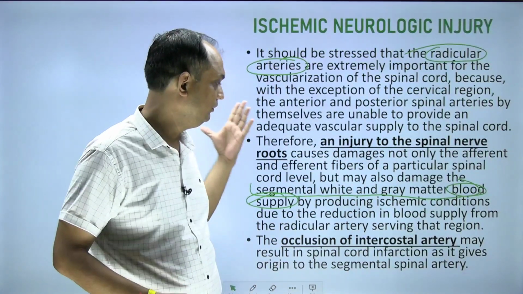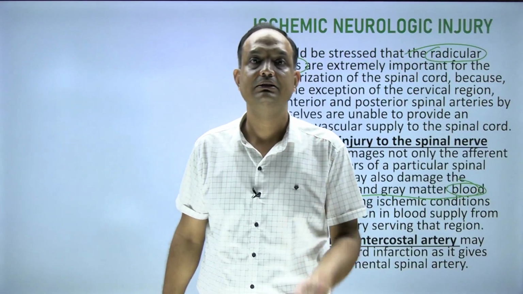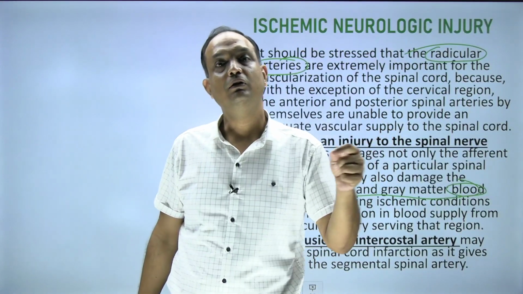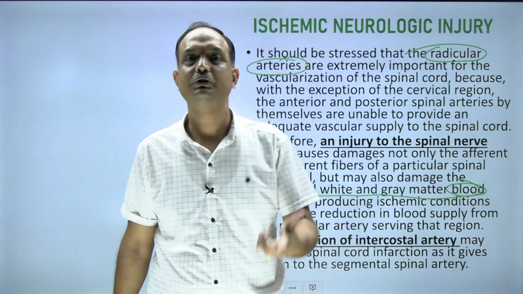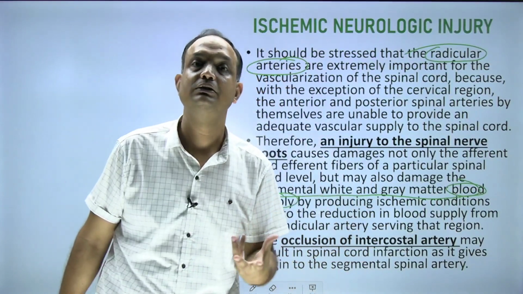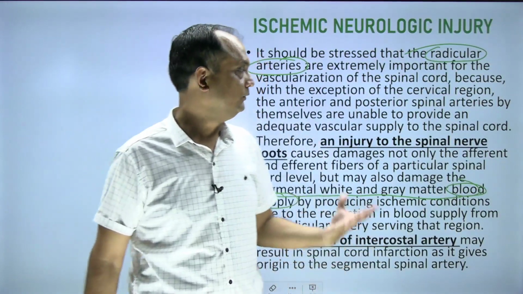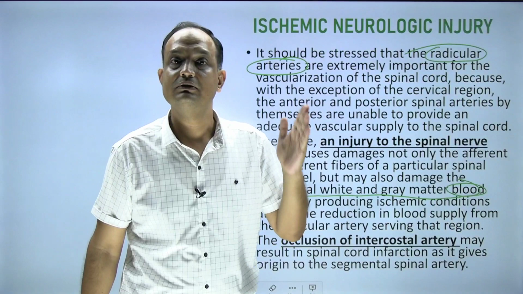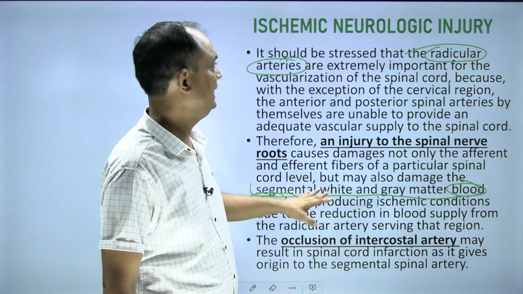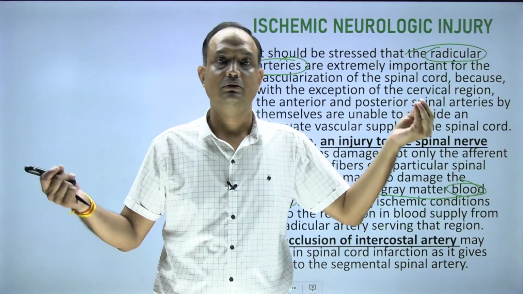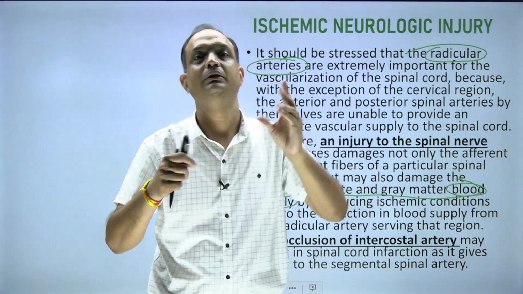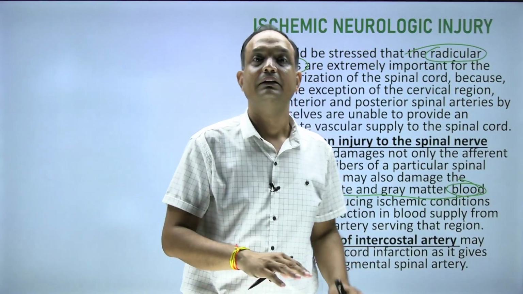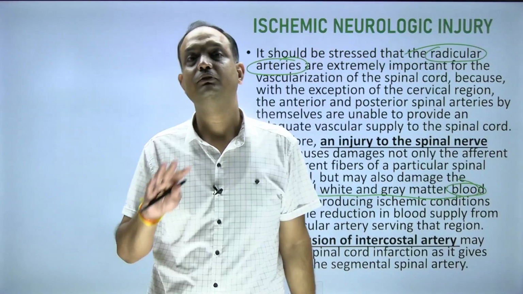So always keep in mind why ischemia occurs in case of spinal nerve root injury: the spinal nerve roots have a very close relation with the anterior and posterior radicular branches of your segmental arteries. If the spinal nerve root is cut, you are also cutting the radicular arteries, and once the radicular arteries are damaged, what will happen? The blood supply, or the feeding of your anterior and posterior spinal arteries, is going to be damaged. Ultimately, when the blood supply decreases, it will lead to ischemic neurological injury of the spinal cord.